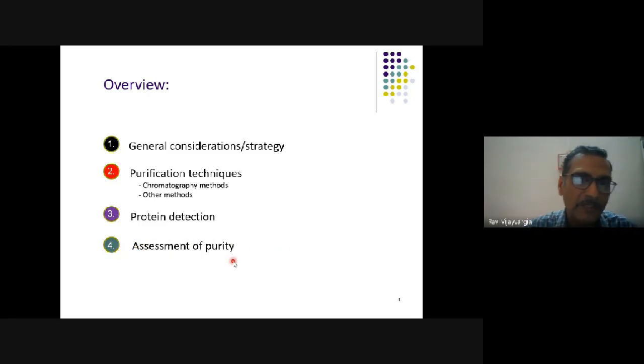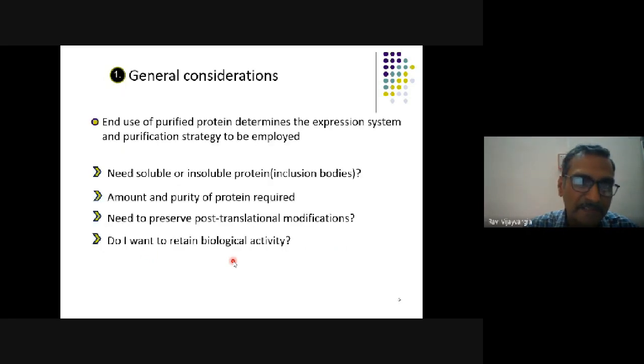So now going back to the general considerations. What are the general considerations whenever we start a protein purification? First is the end use. What the end use is will determine the expression system and purification strategy to be employed. If the end use is for human therapeutics, then there is no chance that there can be any contaminating proteins. You have to have 100% pure protein.